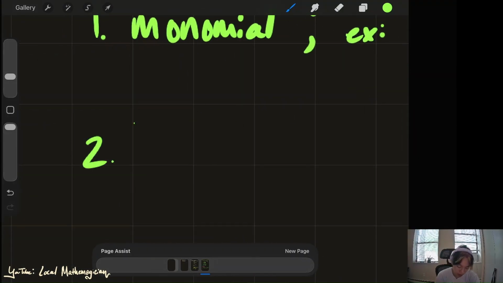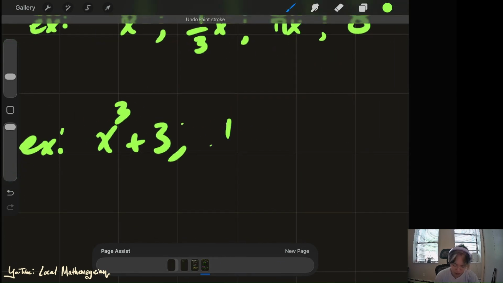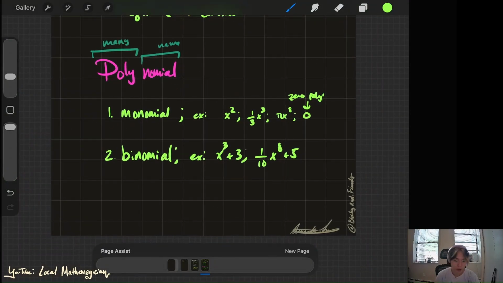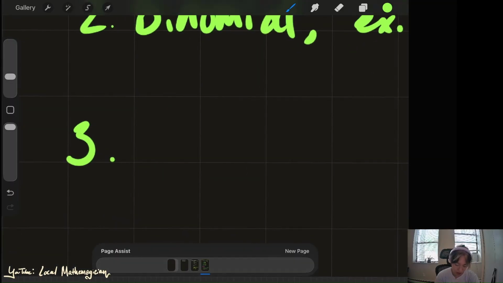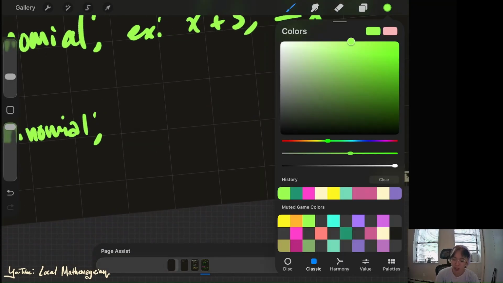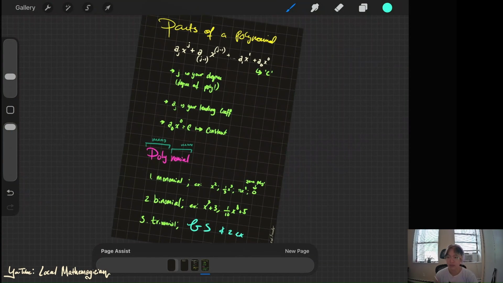You have your binomial, bi meaning 2. So you have like x to the third plus 3, 1/10 x to the 8th plus 5, so on and so forth, right? You have your trinomials, and I'm going to have you guys take a guess as to what trinomials mean, okay? Tell me on Gradescope what you think a trinomial is, and some examples. That's it. That's definitions of polynomials, okay?